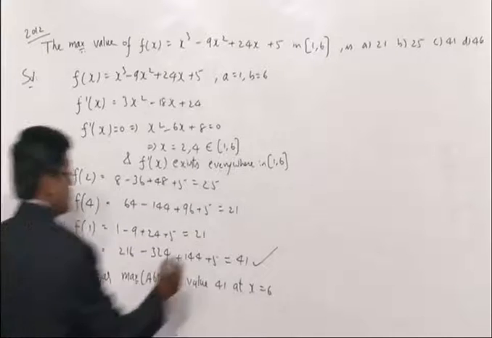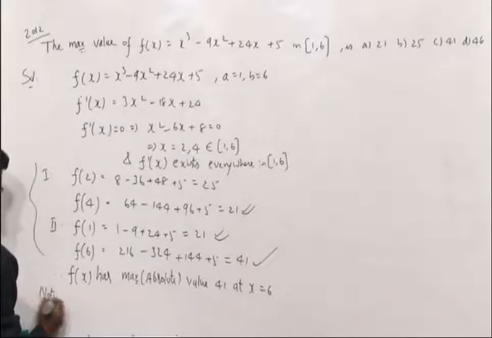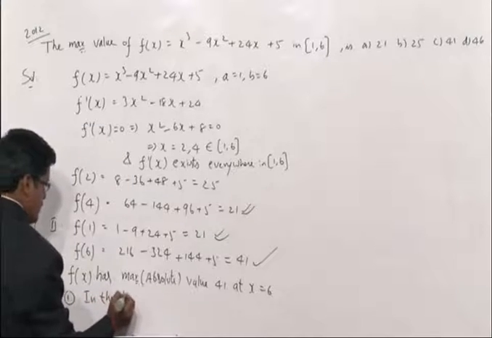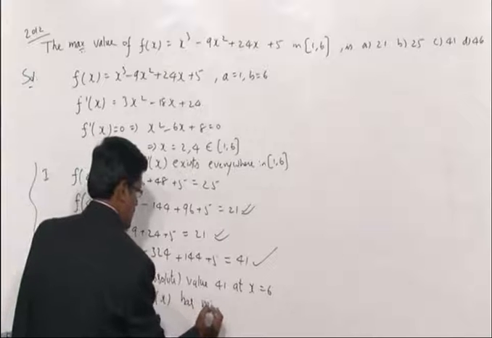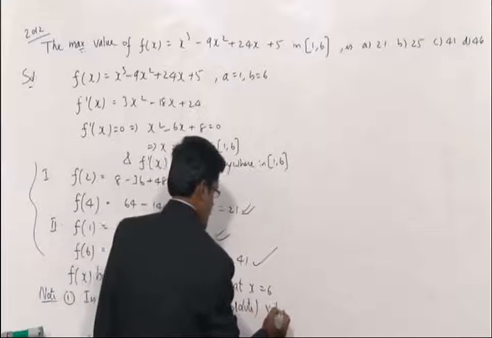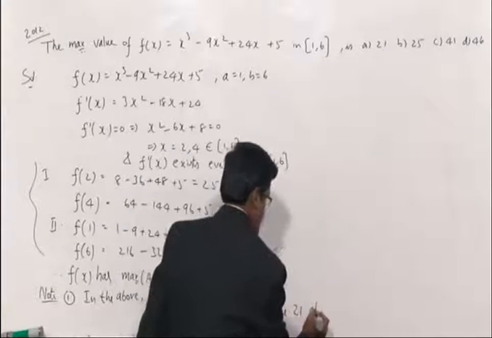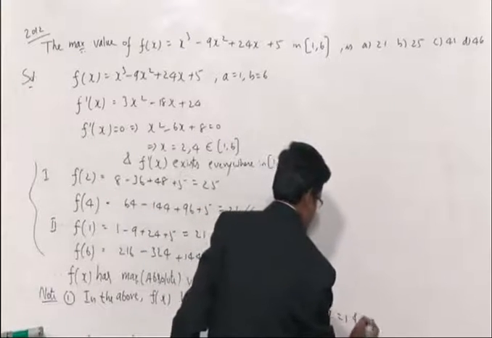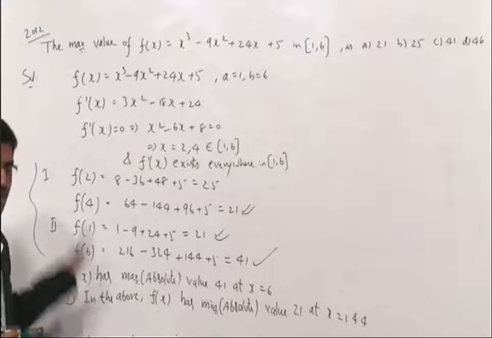Of all these, which is minimum? This is 2 values, 21. Okay. So note first point. In the above, f of x has minimum absolute value, how much? 21 at x is equal to, where it occurs, at x is equal to 1 and 4. So we have decided absolute maximum, absolute minimum, that is maximum value, minimum value, even though minimum value is not required, but I am proving all these things.